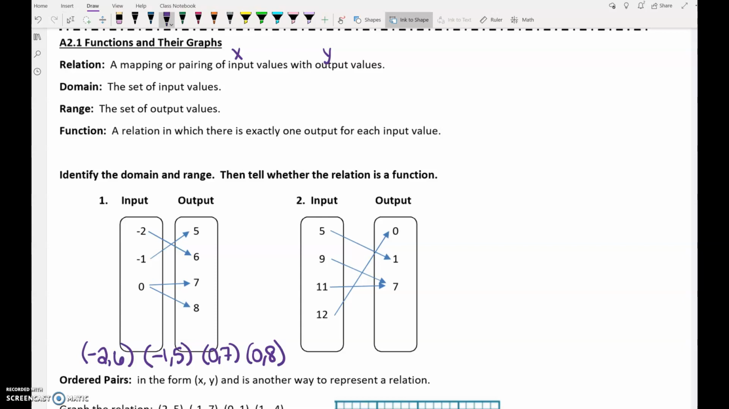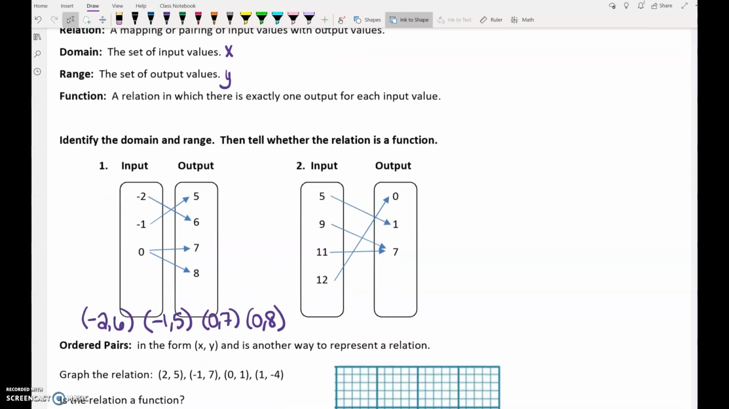The domain is the set of input values, the x values. The range is the set of output values, the y values. We'll talk about function in a second. So for number 1, what is the domain of the relation shown in number 1? What are the x values? What are the input values? -2, -1, and 0.